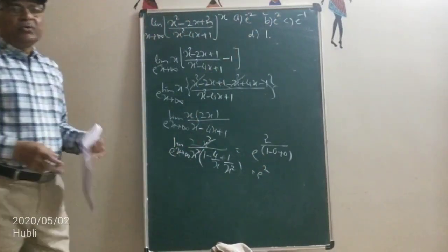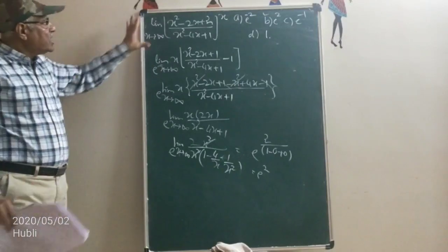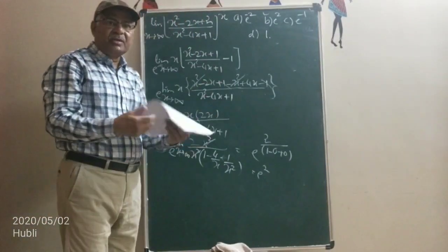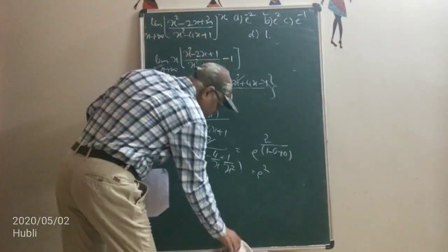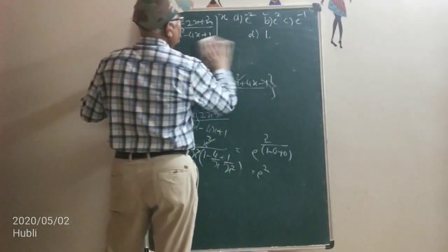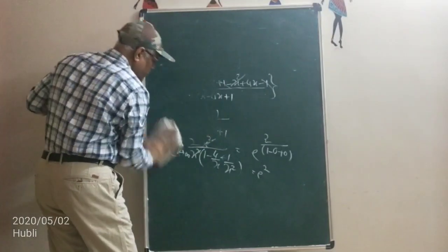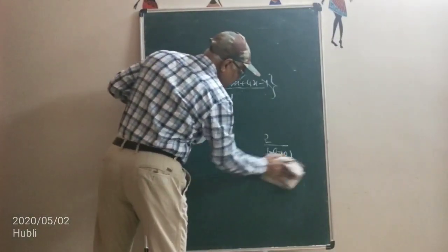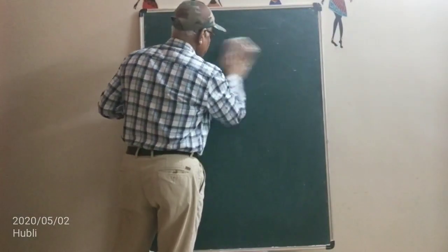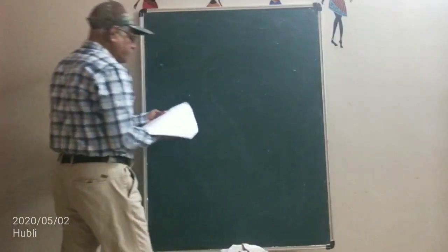So here we took the examples of the type f of x raised to g of x. What is the method to solve such type of examples? Use the formula limit of f of x raised to g of x is equal to e raised to g of x into the bracket f of x minus 1.